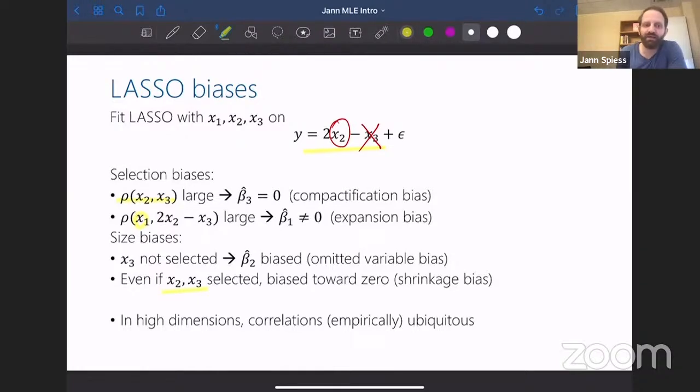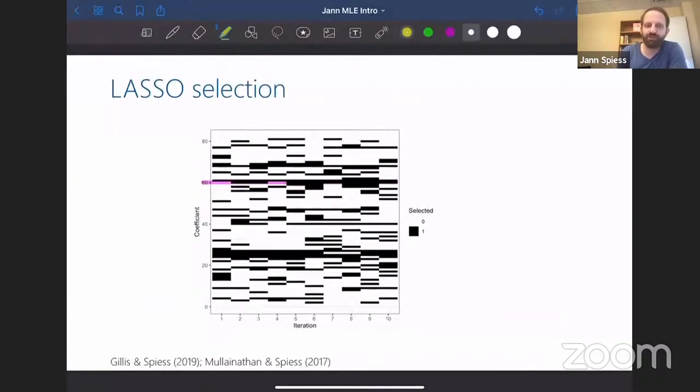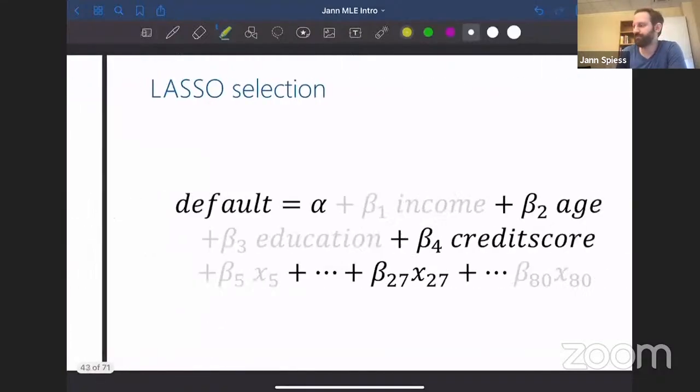But I think the main takeaway here is that lasso can be biased in ways that include variables that are not actually in a true relationship, and that exclude variables that are in a true relationship. And even if it does include the right variable, it may still suffer from additional omitted variable bias because the lasso decides to exclude other correlated variables, which are exactly those that lead to omitted variable bias. So in high dimensions, these correlations will be ubiquitous, at least empirically, and therefore we see pictures like that barcode graph here, where basically the chosen variables switch around very wildly.